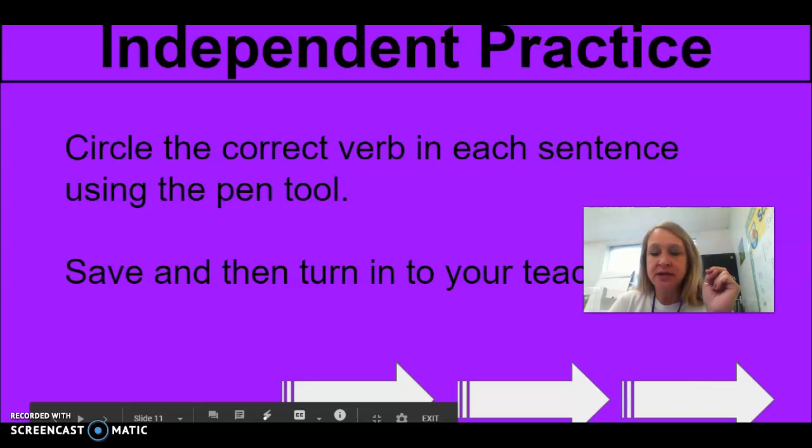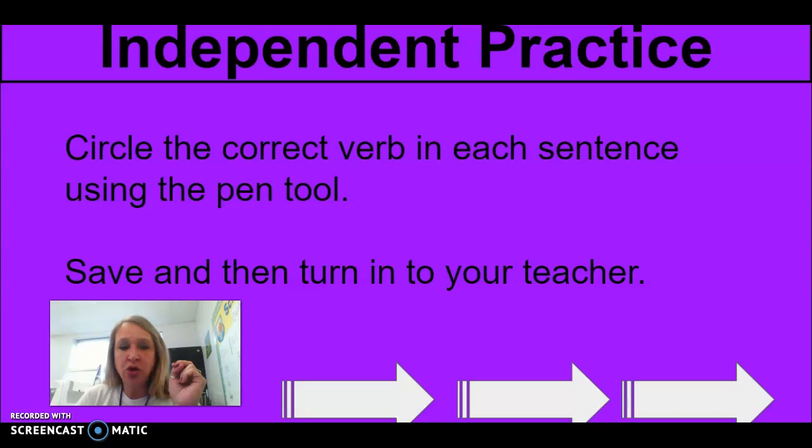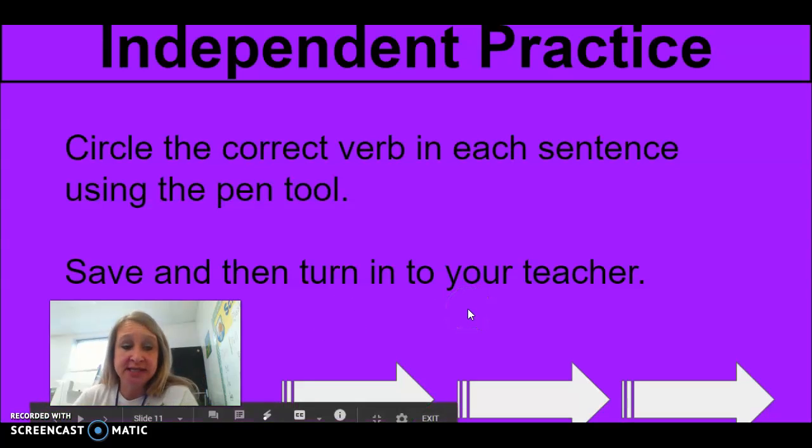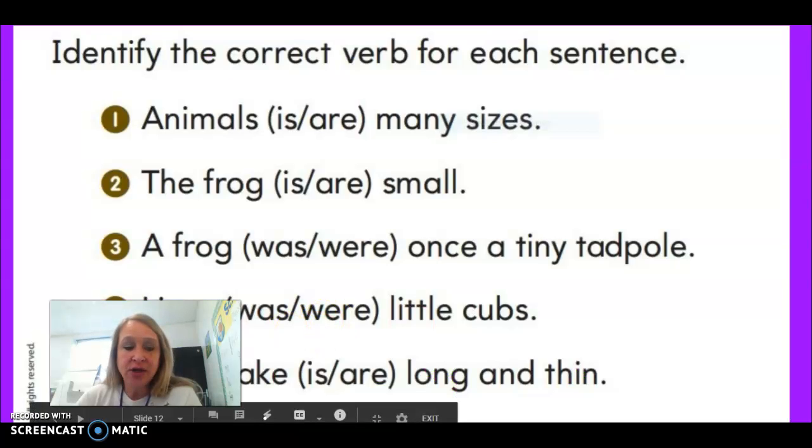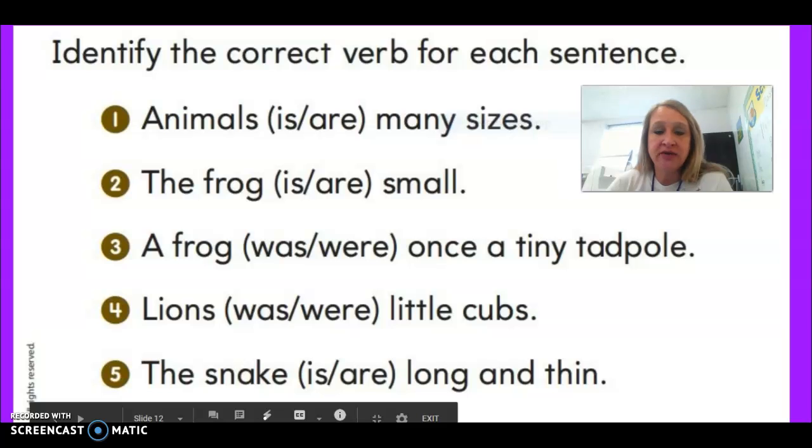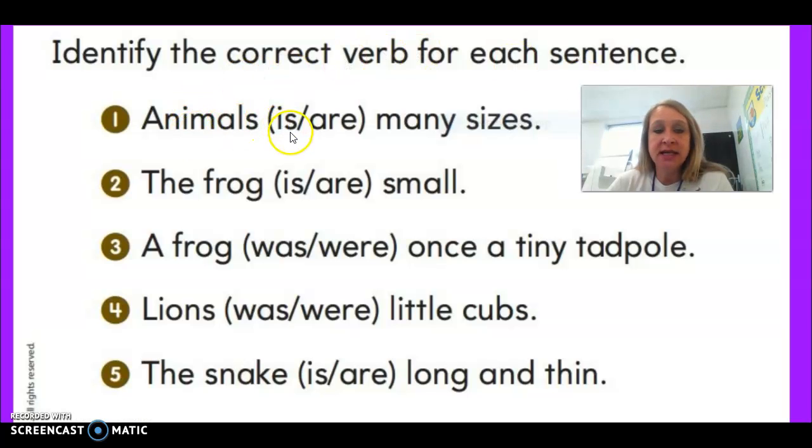Now, for your independent practice, you are going to circle the correct verb in each sentence using the pen tool. Save your work and then turn it into your teacher. You ready to see your next page? Alrighty. So you're going to use the pen and you're going to circle the correct verb for each sentence. So animals is many sizes or animals are many sizes. Circle the one that is correct for each sentence. Then you're going to save it and turn it into your teacher.